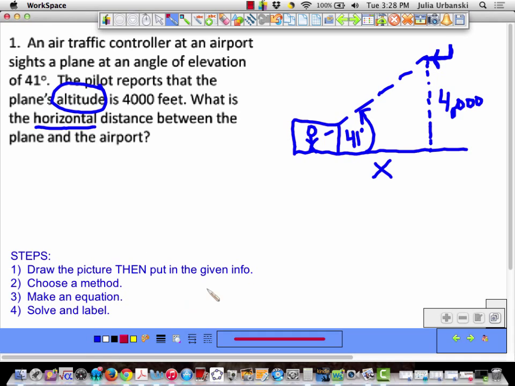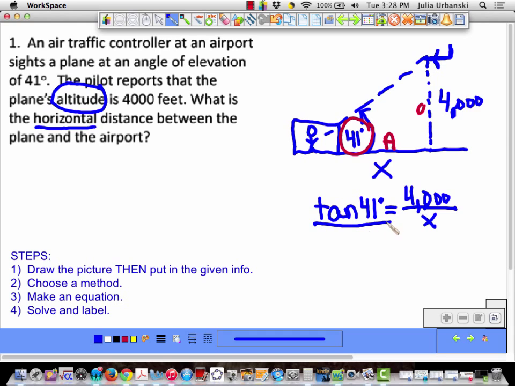What's your focus angle? 41 degrees. We're going to use SOHCAHTOA because we're dealing with an angle here. So this becomes your opposite, this is your adjacent, and that means tangent. The tangent of the focus angle, 41 degrees, equals opposite 4,000 over adjacent x.